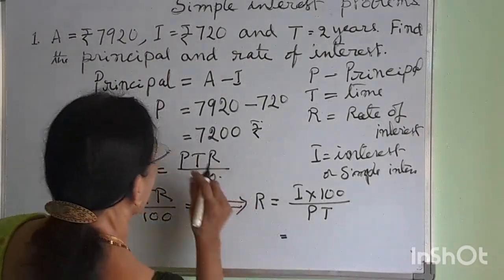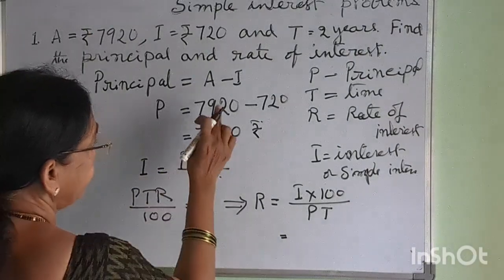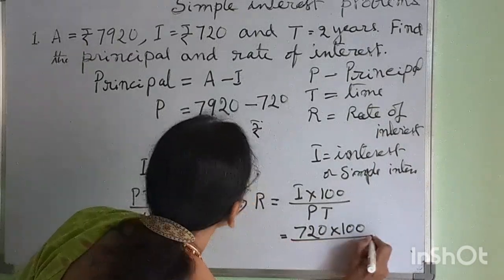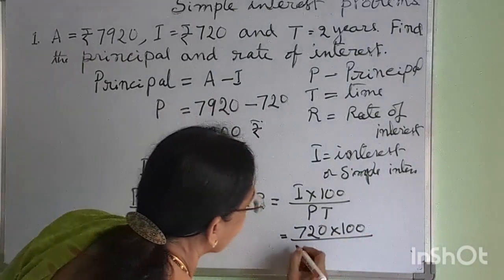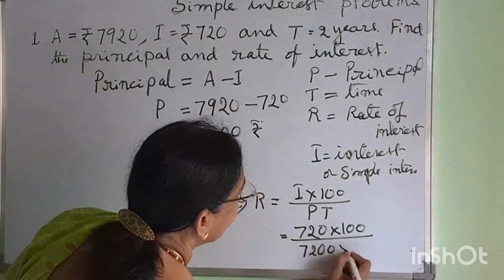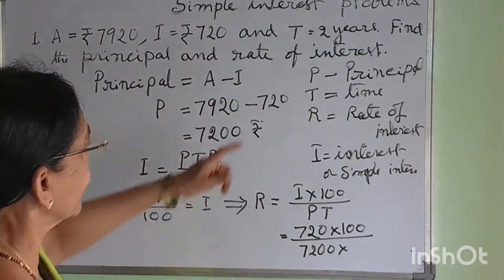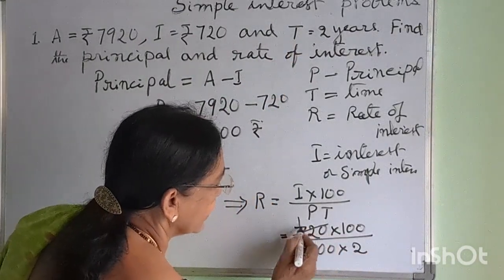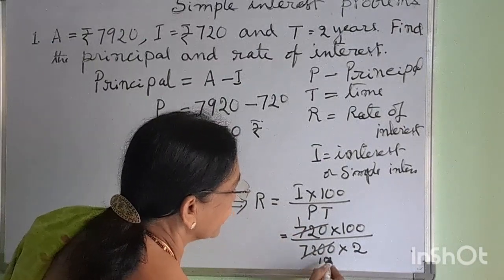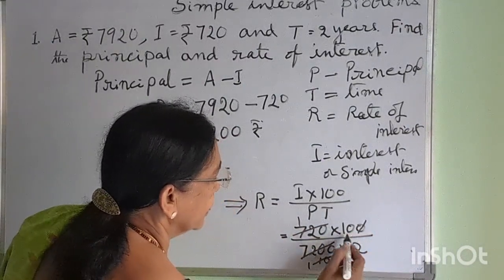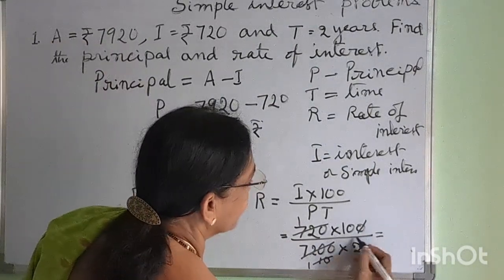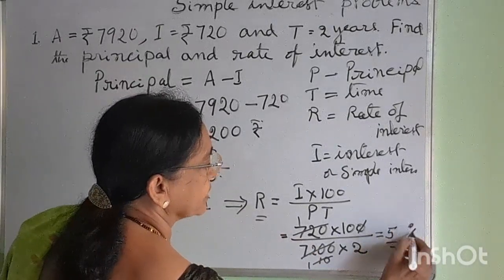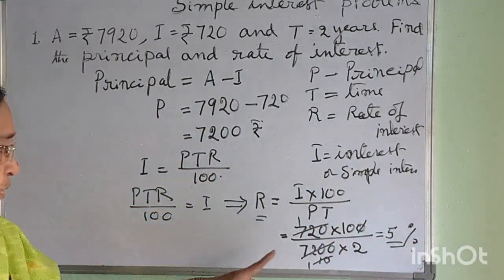Therefore, interest is 720 into 100 by the principal we got, 7,200, into time T equal to 2 years. Here 720 ones are 720, and 7,200 is 720 tens. So 10 by 2 is equal to 5. So the rate of interest R is 5%. Rate of interest is equal to 5%.